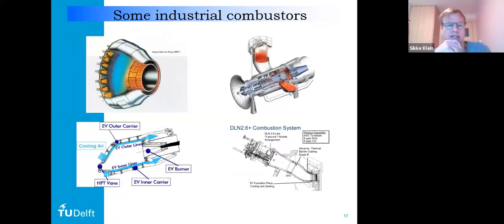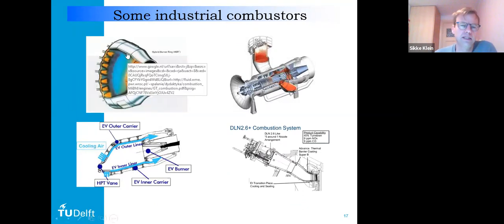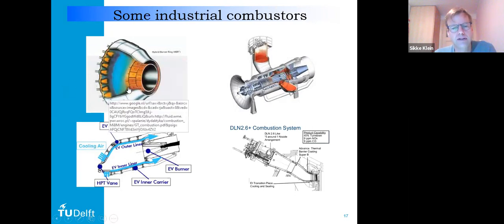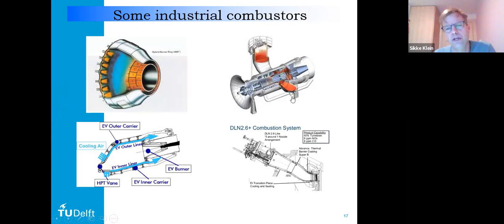If you look at the industrial type of burners, this, for example, is applied in the Siemens gas turbines from the last decade. There you see there's an annular combustor. It's also part of the Alstom gas turbines, where you have those burners here. They inject the fuel and flow around this annular combustor, kind of a donut.